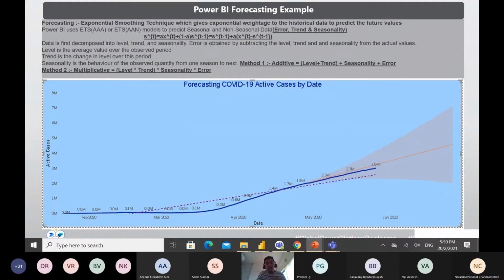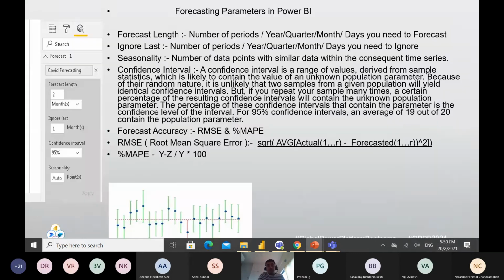So for forecasting, in line charts, Power BI gives you a forecasting model on its own. You just need to be careful about how you use it. There are certain parameters that you need to fix. You want to understand how much forecasting you want to do, for how many months. You can change it to years, you can change it to quarters. Different frequencies are out there.